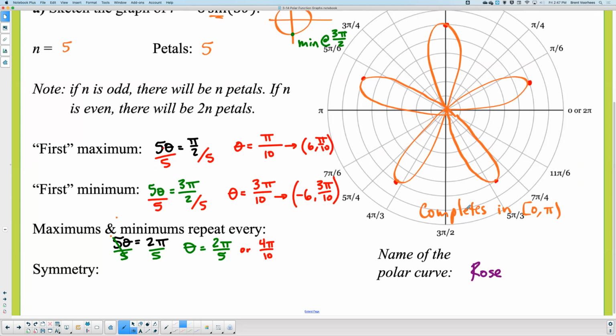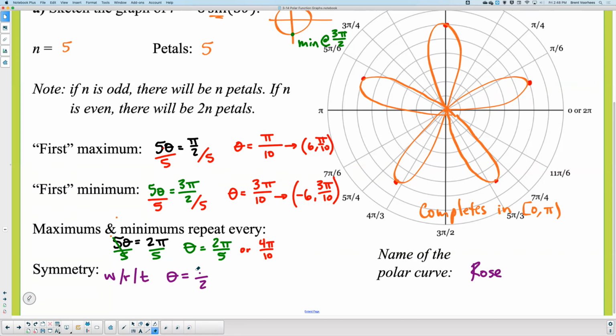This graph would complete in 1 whole pi. What type of symmetry does this graph have? Does it look like x-axis, y-axis, or origin? The y-axis. It's reflecting on the y-axis. And so what do you call that in polar? We don't call it the y-axis. What do we call it instead? I'm going to say with respect to theta equals pi over 2.